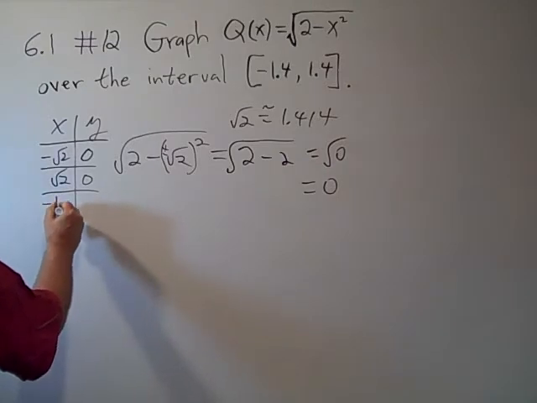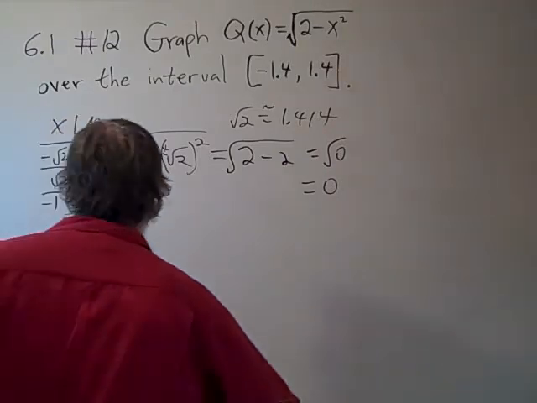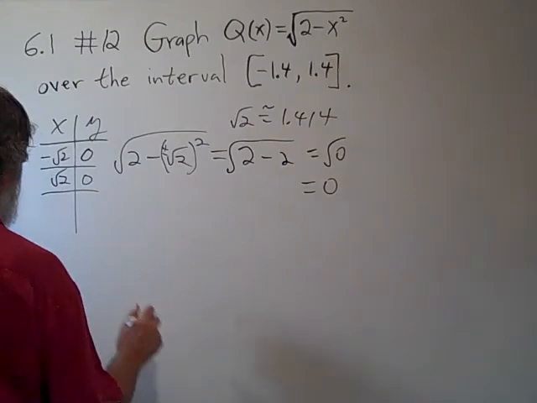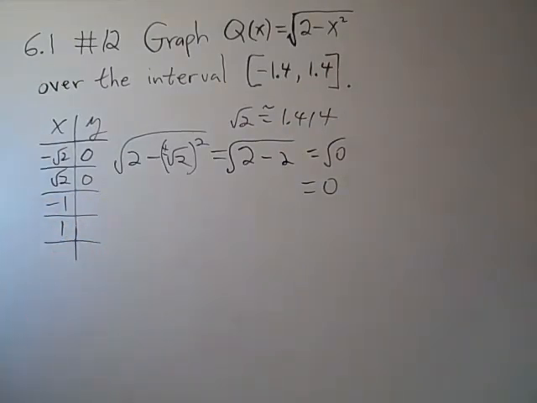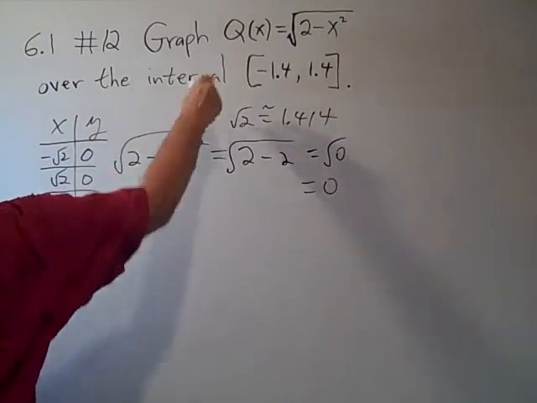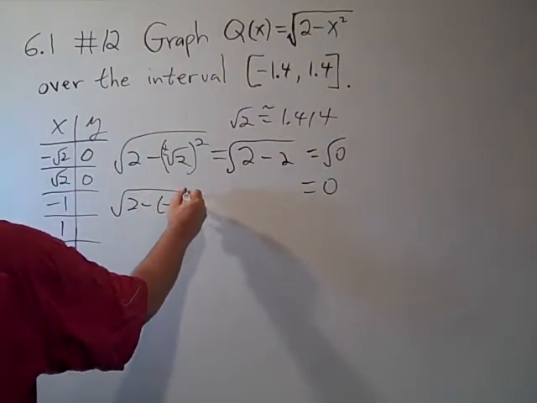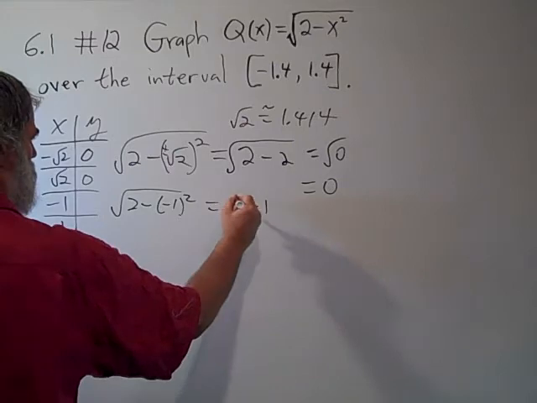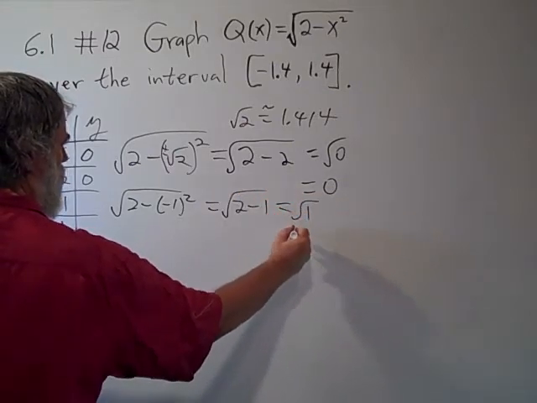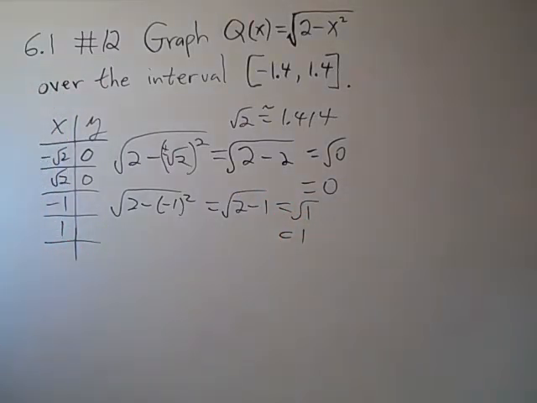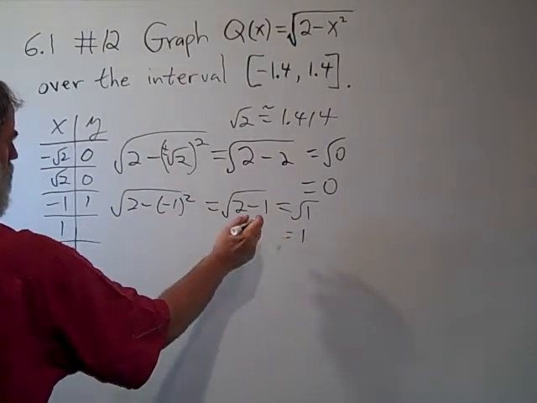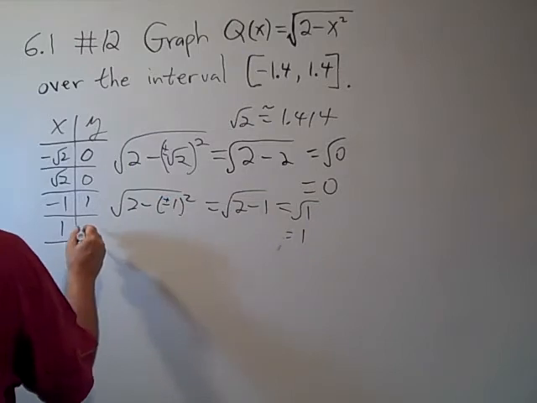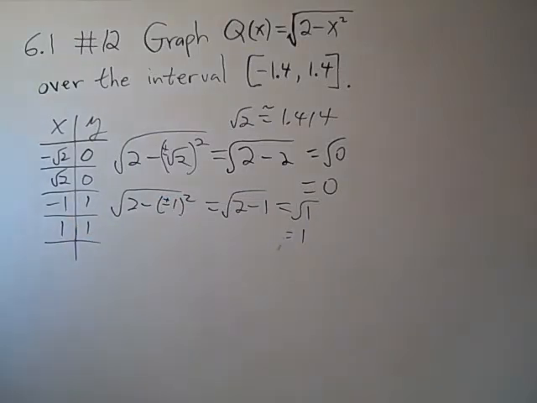Let's try negative 1, and positive 1. When x is negative 1, q becomes the square root of 2 minus negative 1 squared, which is 2 minus 1, which is the square root of 1, which is 1. And that's true regardless of whether this was a plus or minus 1 in here. So those two both go to 1.